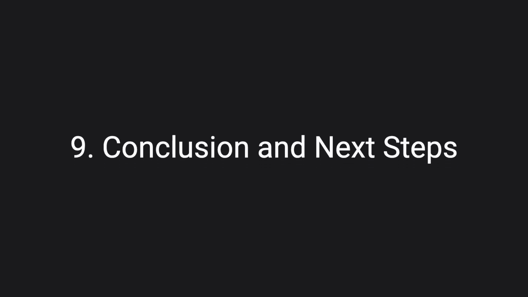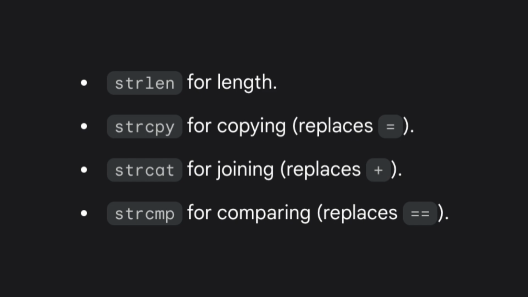Ninth, conclusion and next steps. The string.h library is essential for C programming. It allows us to move beyond manual character manipulation. Today we learned string length for length, string copy for copying, replaces assignment operator, string concatenate for joining, replaces plus operator, string compare for comparing, replaces is equal to operator.